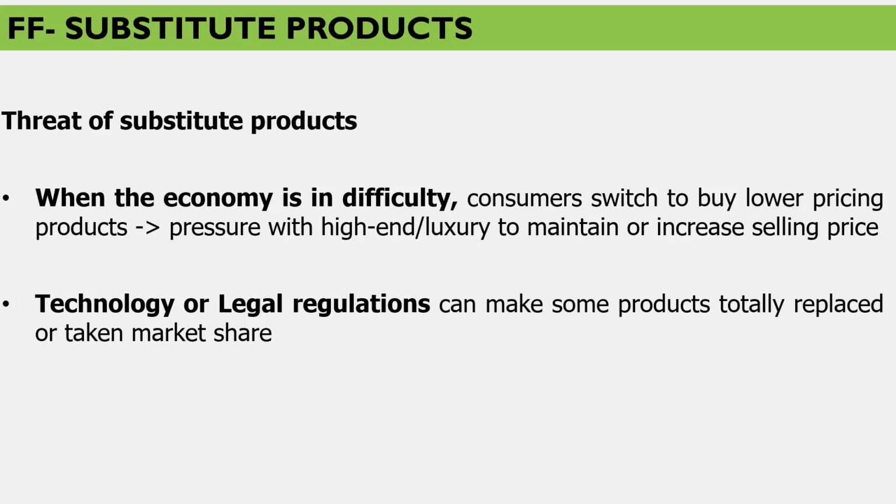and intensity of rivalry. About threat of substitute products, when the economy is in difficulty, consumers tend to switch to buy lower pricing products. So there is pressure with high-end or luxury goods to maintain or increase selling price. For example, in Vietnam now, the economic landscape is not good. So consumer may not buy luxury bags like Fola brand name, but they can buy domestic brand name like Juno with lower pricing.